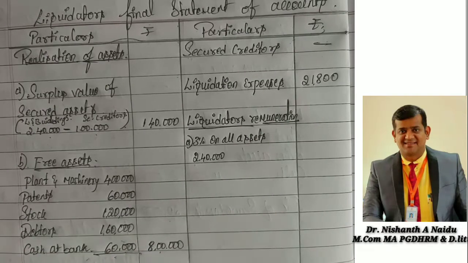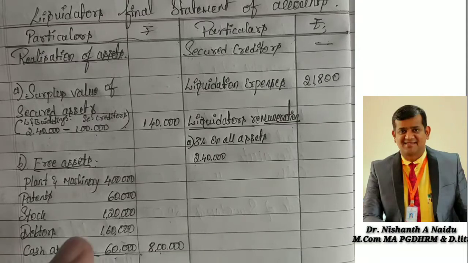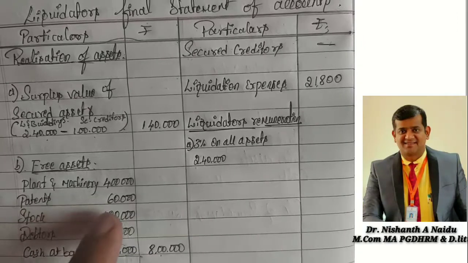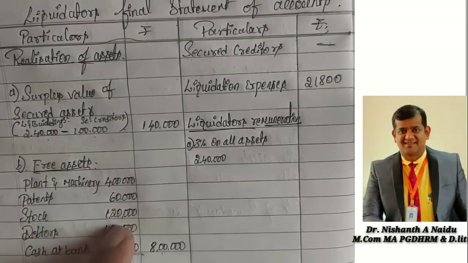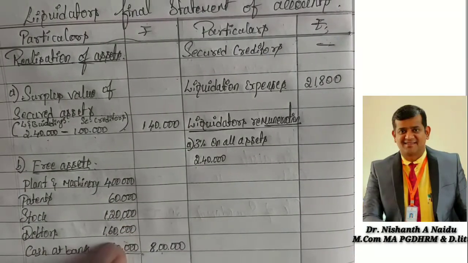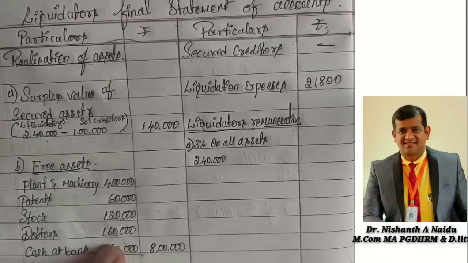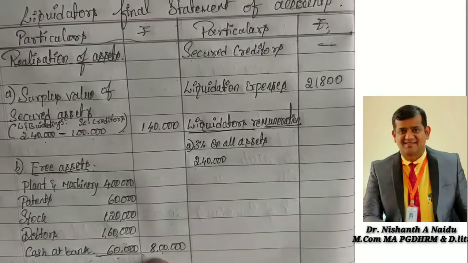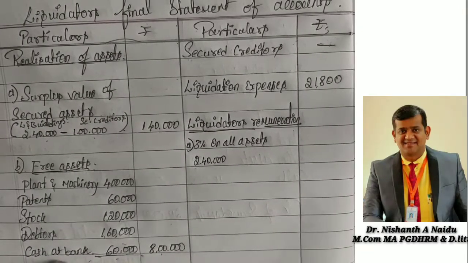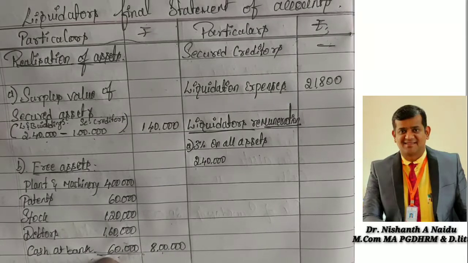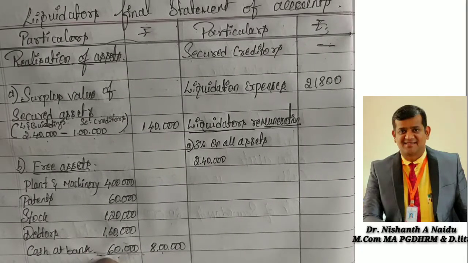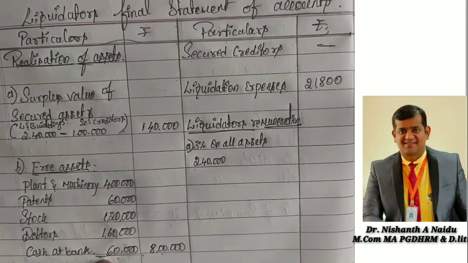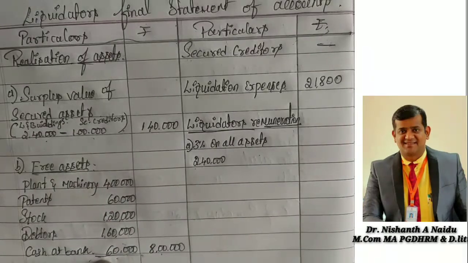If you remove this 60,000, how much are you going to get? You can calculate in the calculator. I have 4 lakh plus 60,000 plus 1,20,000 plus 1,60,000, so that comes to 7,40,000. Or either way you can calculate. Total assets realized value is 8 lakh, out of which 60,000 is cash at bank, which cannot be included for calculating liquidators remuneration. So 8 lakh minus 60,000, so 7,40,000 is the assets realized.